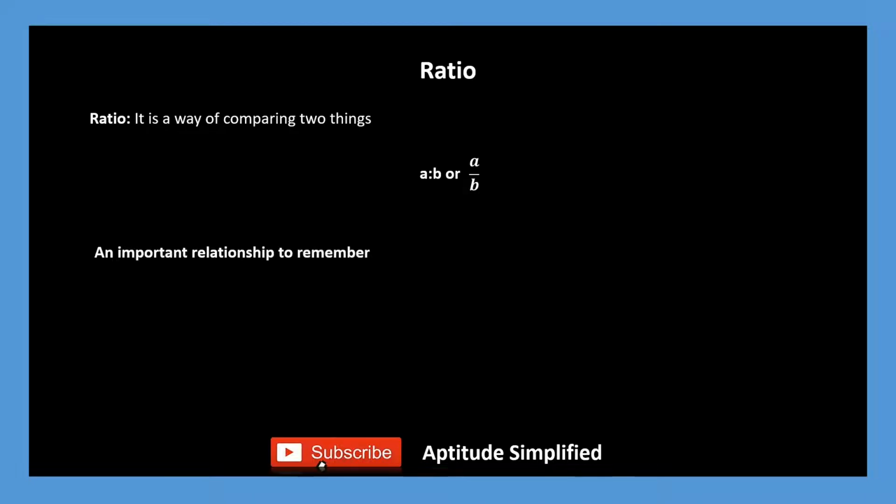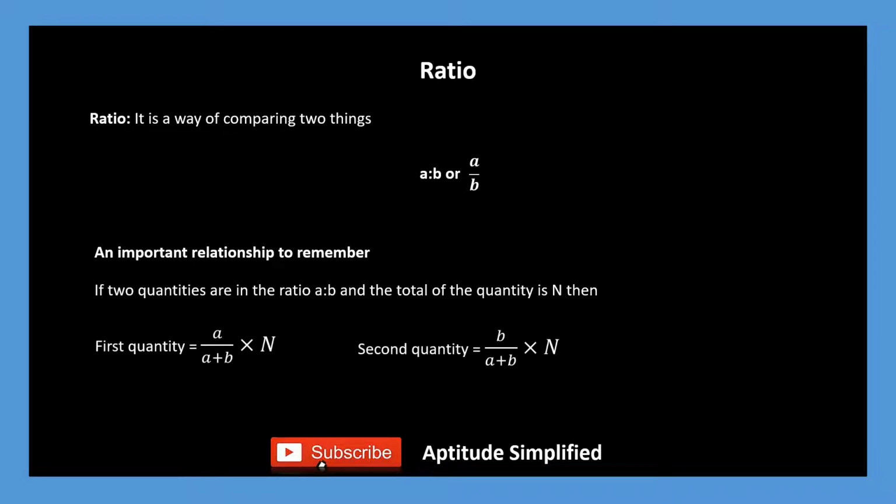One of the important relationships which we need to remember while dealing with ratio is that if you are given two numbers in A is to B ratio, and when you add these two numbers you get a quantity n, then in such a scenario you can calculate the individual quantities. The first quantity will be A upon A plus B multiplied by n, and the second quantity will be B upon A plus B multiplied by n.